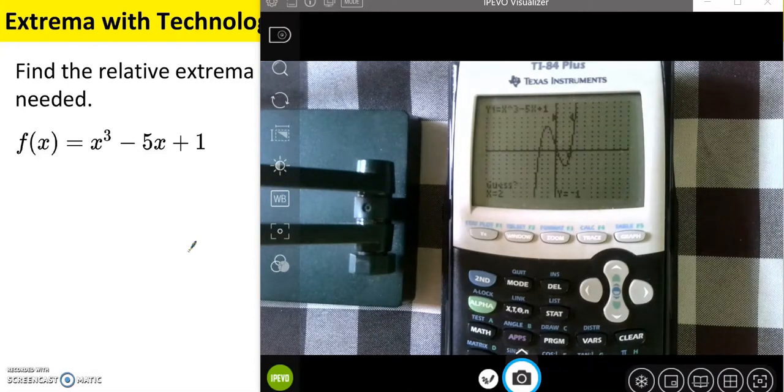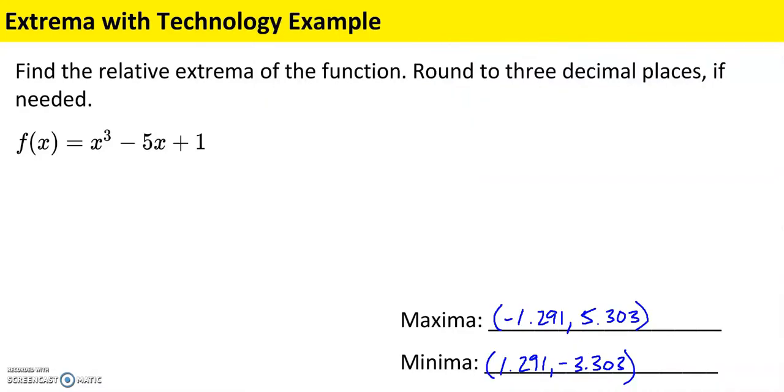And what do I think that is? I'll type in like 1.2. We'll see how close I get. That's pretty close. It's 1.291, comma, negative 3.303. And there we've got it. If your function has more than one of these points, that's fine. You're just going to need to use this process as many times as necessary to find the points you're looking for.